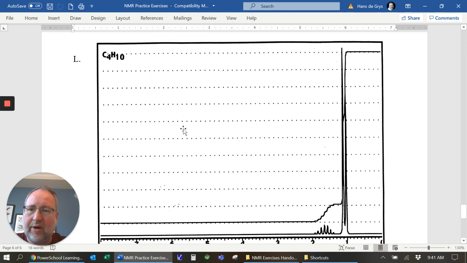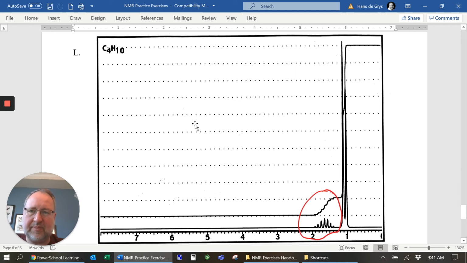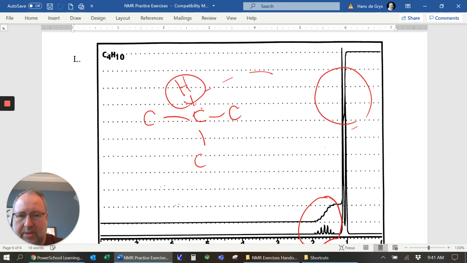All right, a few more. Check this out. We just talked about what this is. Small signal split into a bazillion pieces, and then all the rest of these are almost the same. So again, this is a tertiary carbon. That's a carbon. So this one is this one.